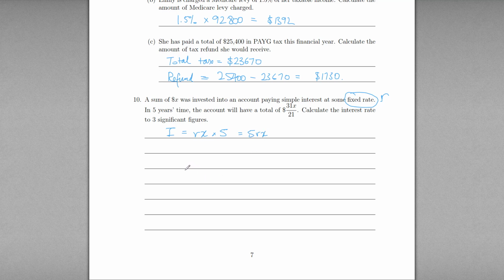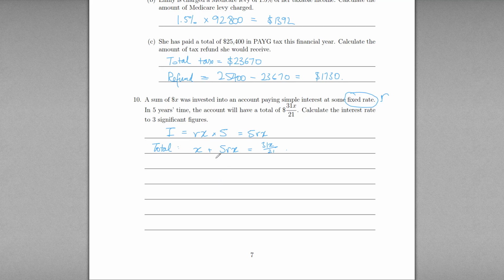Okay, alright, but in 5 years time the account will have a total of this, so how much will there be in total? Well, it must be how much I started with plus the amount of interest I earned. Okay, and so that will give me a total of 31x over 21.